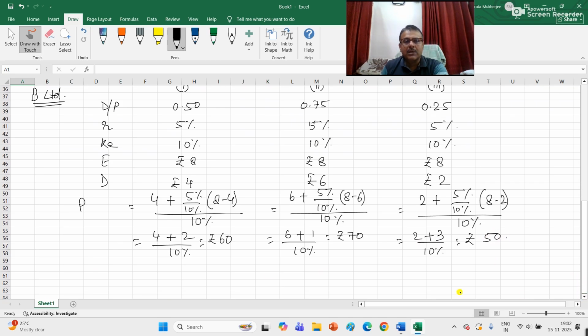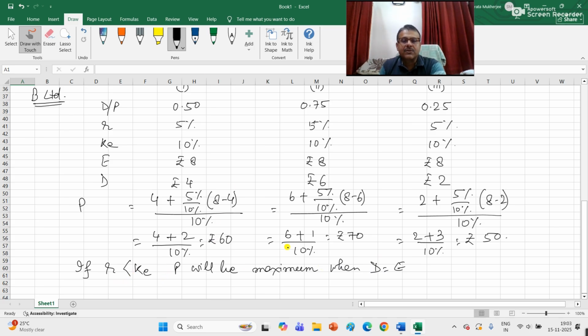So what do we derive here? If R is less than KE, P will be maximum when D is equal to E. That is, if the entire earnings are distributed as dividend, then it will have the maximum P.